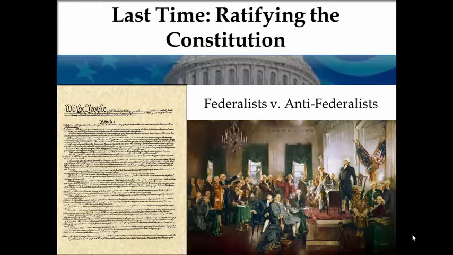Now, last time we looked at the ratifying of the U.S. Constitution and the development of America's first political parties, known as the Federalists and the Anti-Federalists. And these are going to pop up today as they argued about the powers of this new federal government that was developed in 1787, and this included Congress.